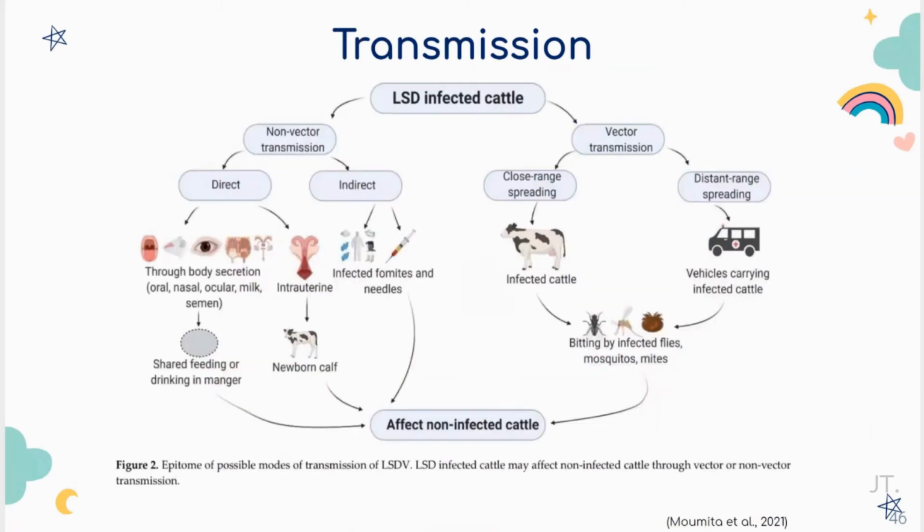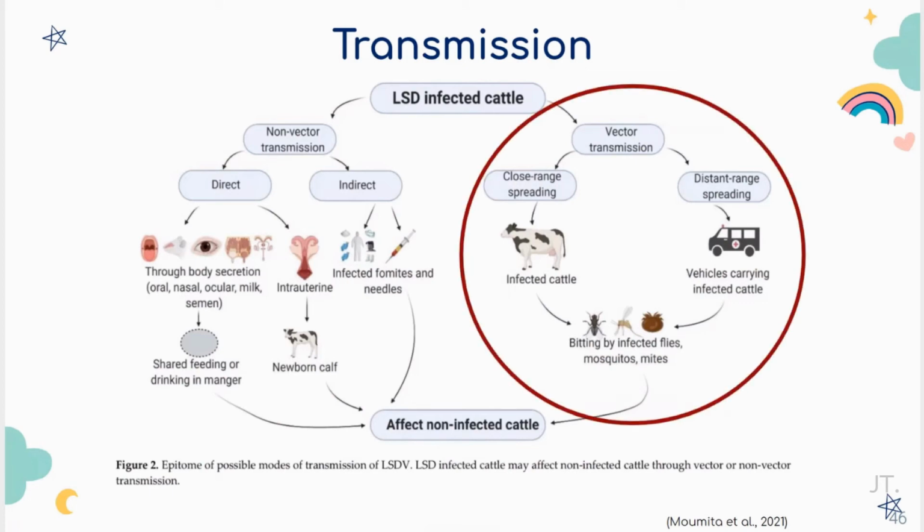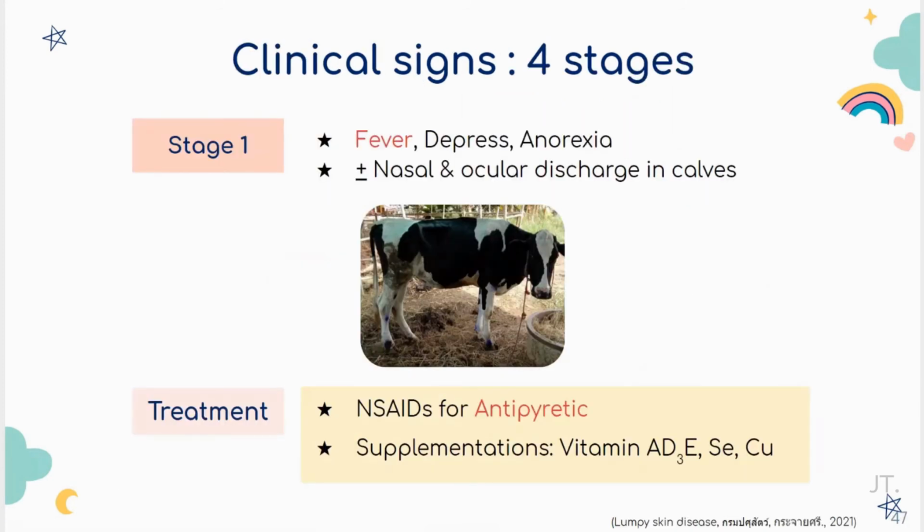Transmission of lumpy skin disease. The principal pathway is transmission by vector, that is, blood-sucking insects. The second is non-vector transmission. It happens when non-infected animals come into contact with contaminated materials such as saliva, nasal or ocular discharge, or fomites. Lumpy skin disease is caused by a viral infection, so there is no drug or treatment to kill the virus directly. However, the animals will be treated based on their symptoms together with dietary supplements.